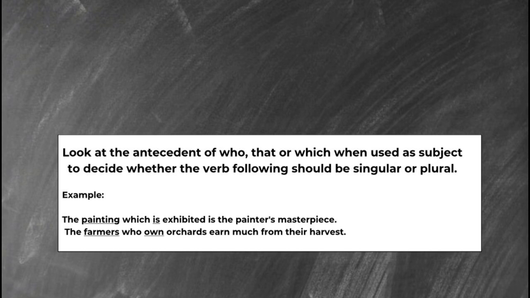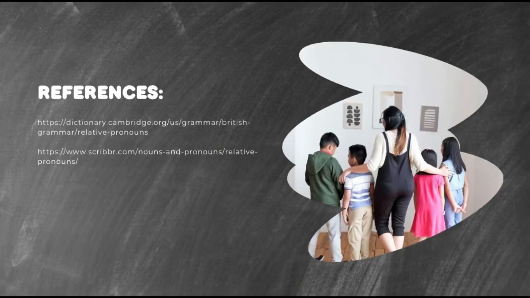The second example is, the farmers who own orchards earn much from their harvest. The antecedent there is the farmers. It is plural. The relative pronoun who refers to farmers. And then the verb there is the word own. It is plural and correctly used because it agrees with the plural antecedent farmers. And that would be all, and thank you very much for listening.